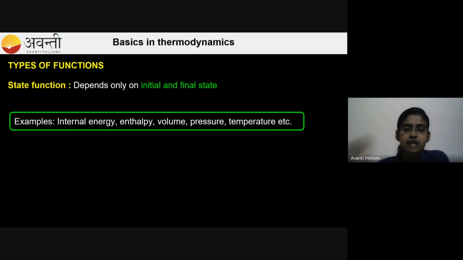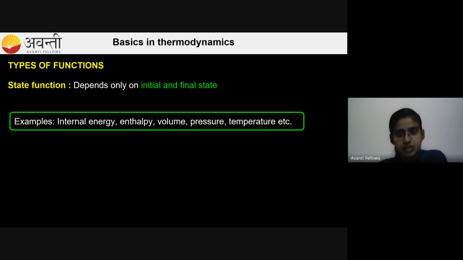What is a state function? The function which depends only on the initial state and final state is called a state function. You see here, internal energy, enthalpy, volume, pressure, temperature, all these properties depend only on the initial and final state. They do not bother about the path in which it is going. It just needs the initial value and final value. That's it. So these functions are state functions.